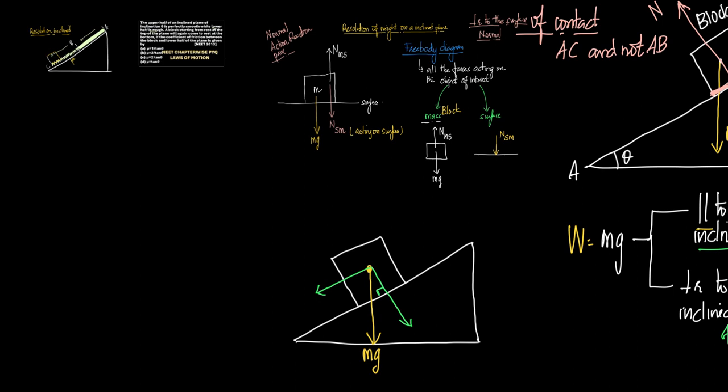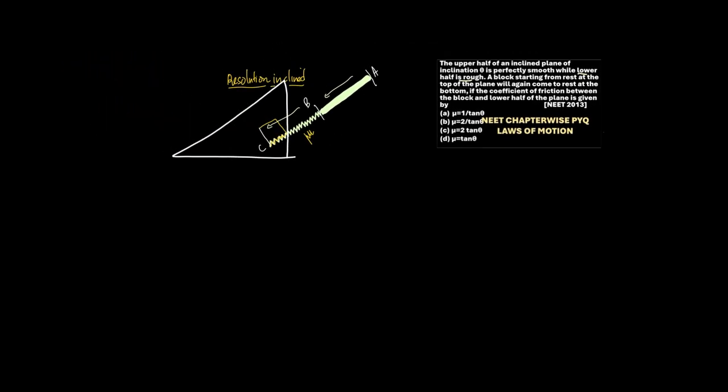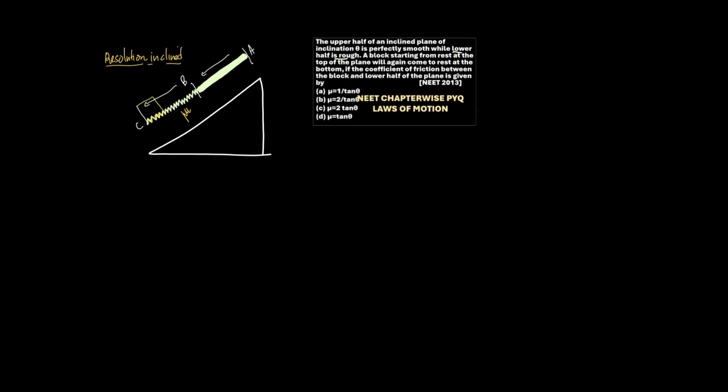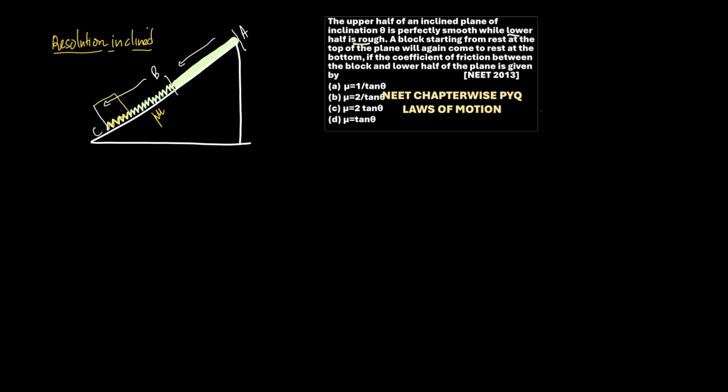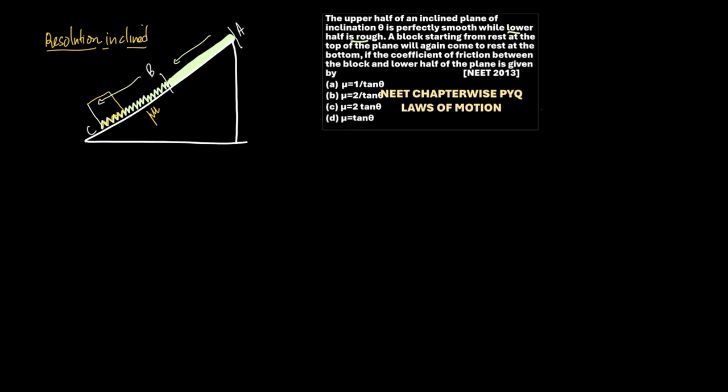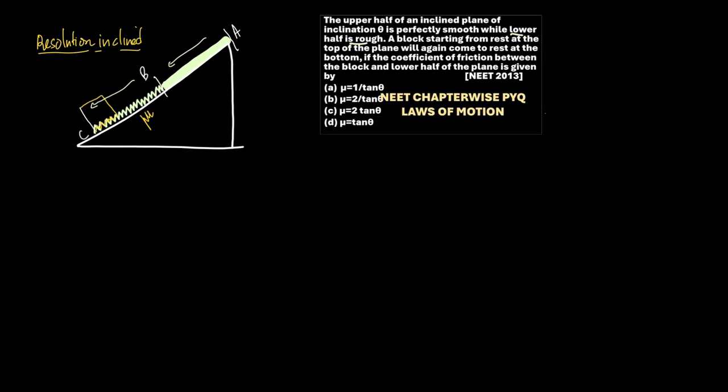Okay. Now let us come back to solve this question. I think the question would span a really long time. The upper half of an inclined plane is perfectly smooth while the lower half... Now, as we said earlier, we will discuss this question in two parts. One will be the upper part, travel from A to B, and the next would be travel from B to C. Okay, so let us write it down first.